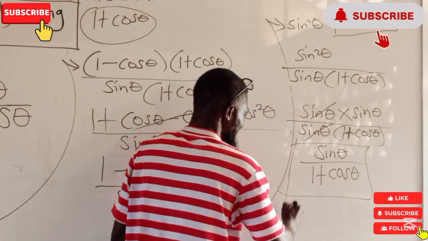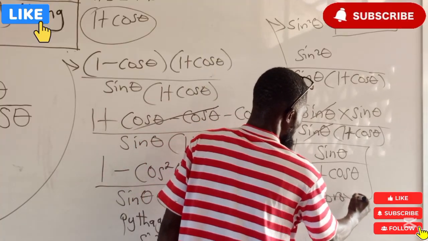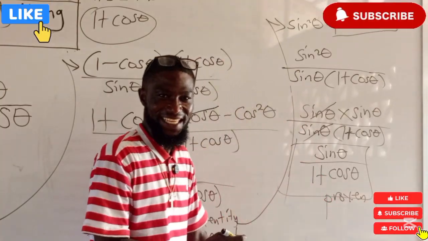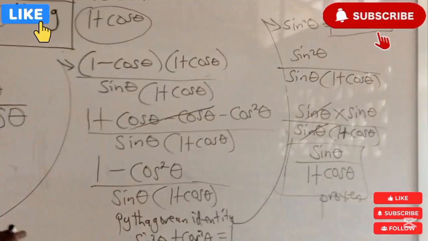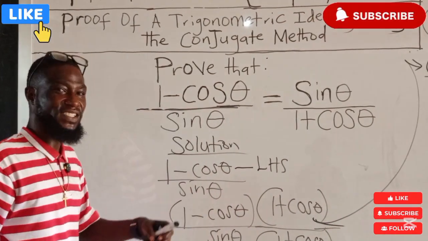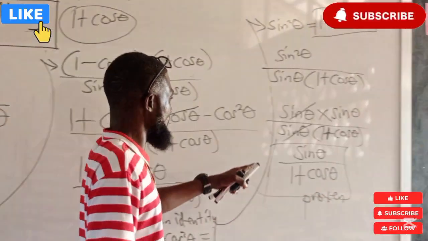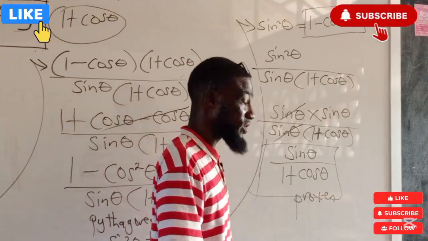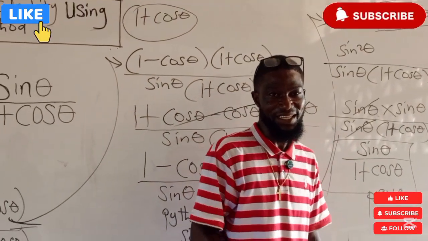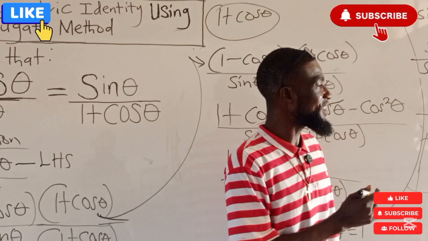Ladies and gentlemen, this has already been proven mathematically. On this note, (1 minus cos theta) over sin theta automatically gives us sin theta over (1 plus cos theta).